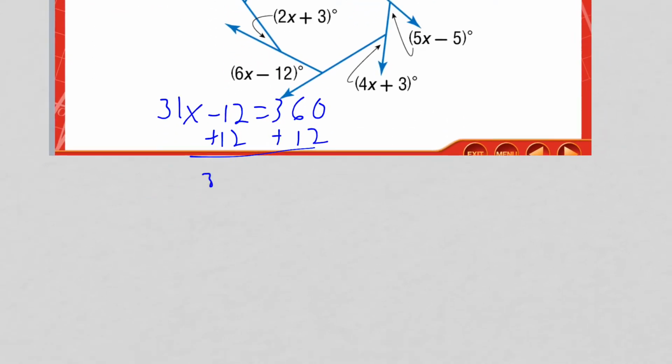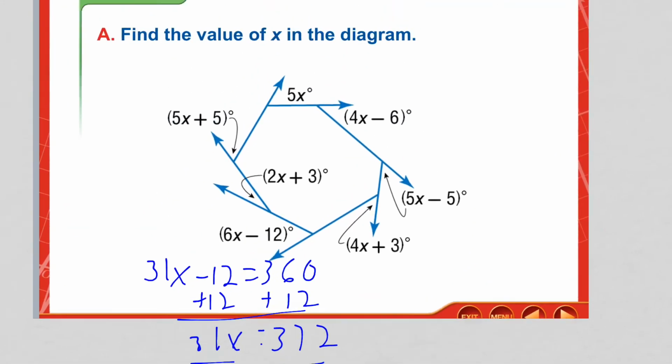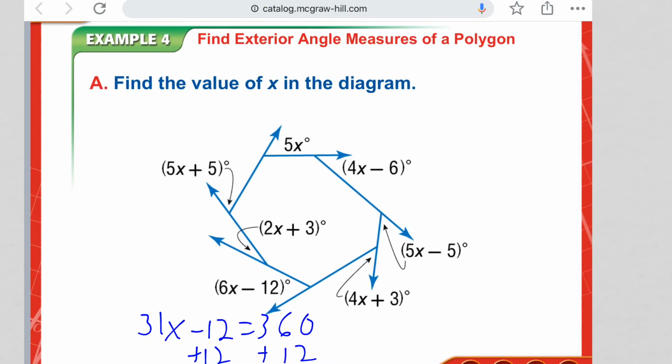And so I get 31x equals 372. Divide by 31, and that's giving me x equals 12. This problem did just ask for the value of x, so then my answer is 12.